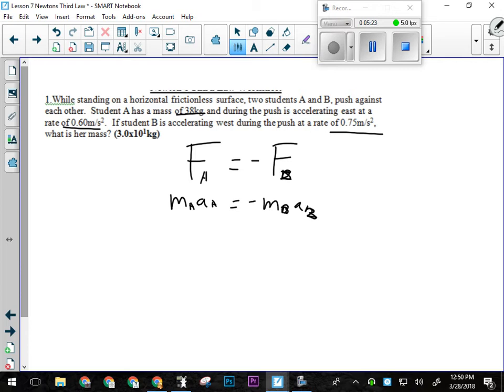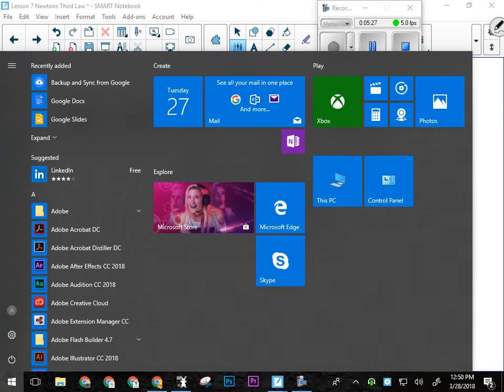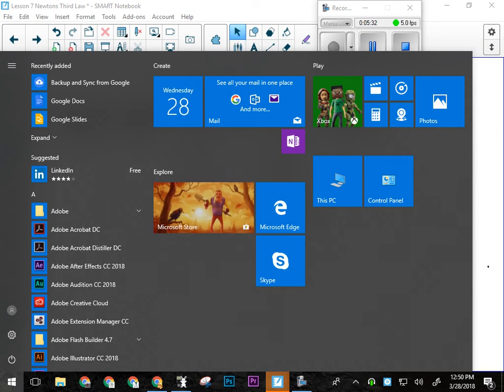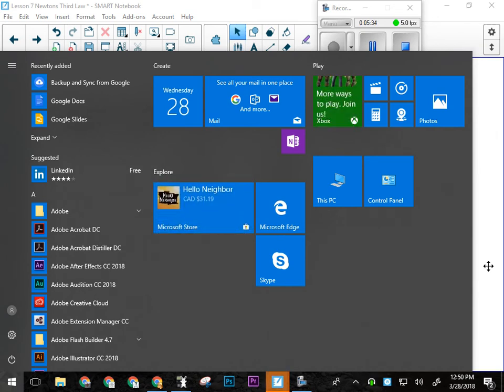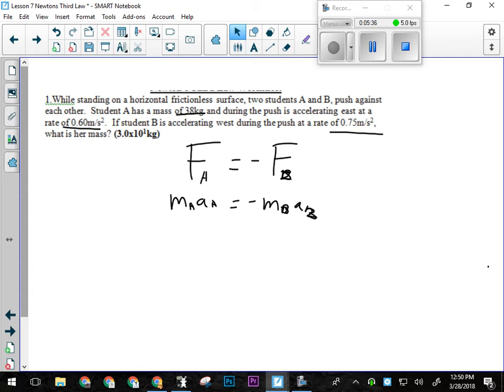All right, so if I'm looking for the mass of student B, really what I need to do is bring the acceleration of student B over to this side. It's going to cancel there and come over here, and now I'll have the mass of student B. Now I'm going to get a negative number.